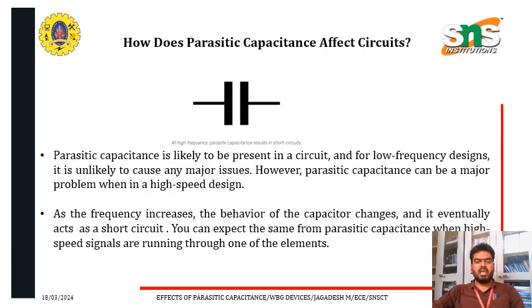Parasitic capacitance is likely to be present in the circuit, and for low frequency designs, it is unlikely to cause any major issues. However, parasitic capacitance can be a major problem in a high speed design. As the frequency increases, the behavior of the capacitor changes and it eventually acts as a short circuit. You can expect the same for the parasitic capacitance when high speed signals are running through one of the elements.